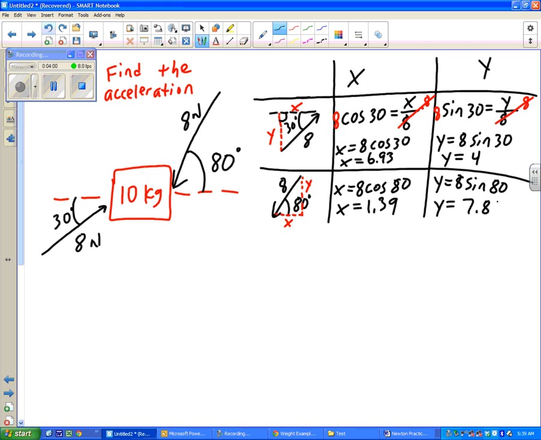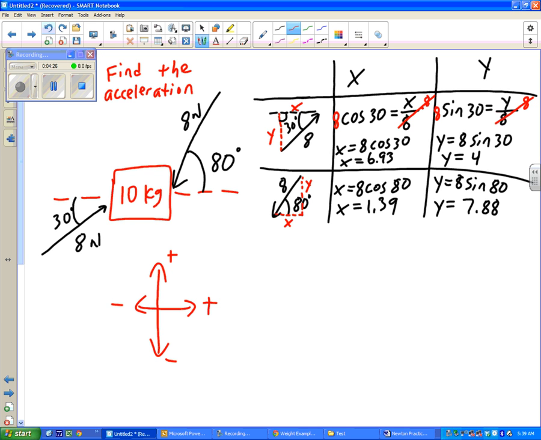All right, the next thing I need to think about are the signs, because you can see these two forces are going in different directions. And if we think about our normal Cartesian plane, anything going up is positive, anything going down is negative. Anything going to the right is positive. Anything going to the left is negative.